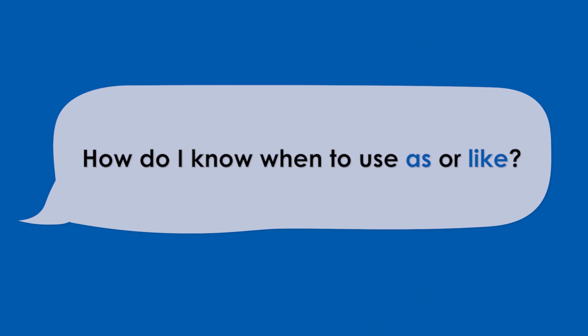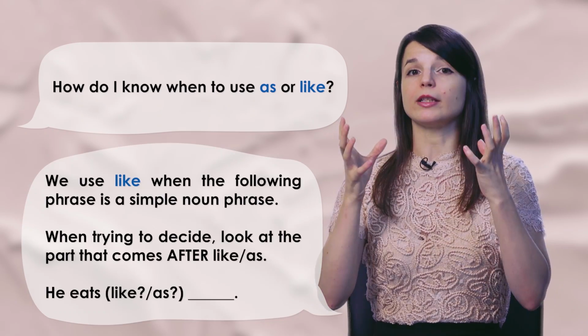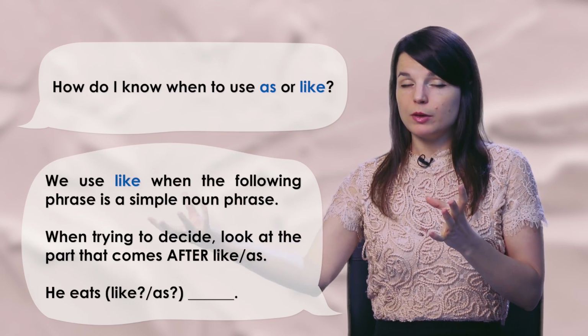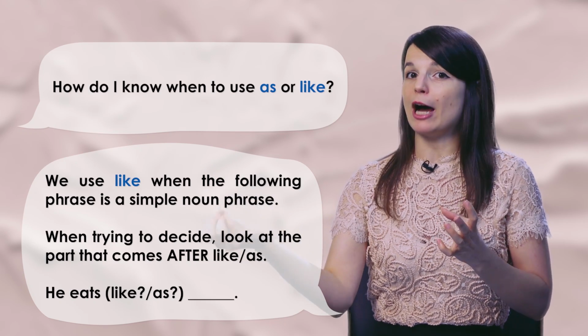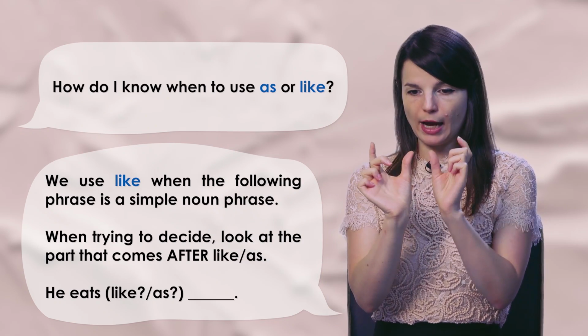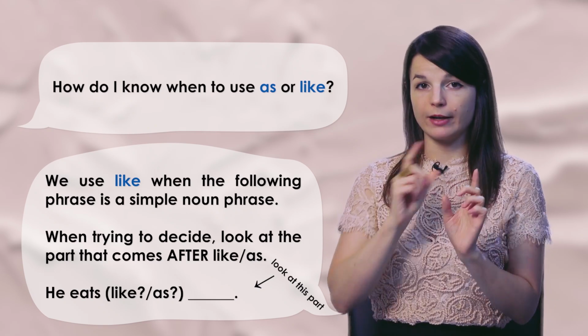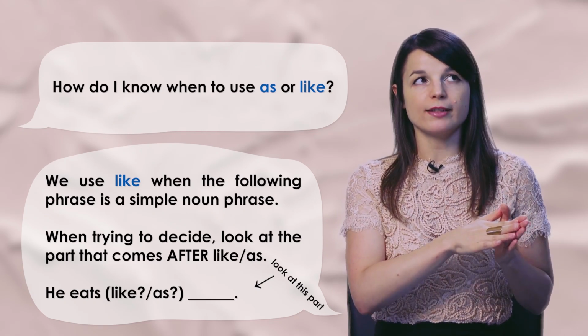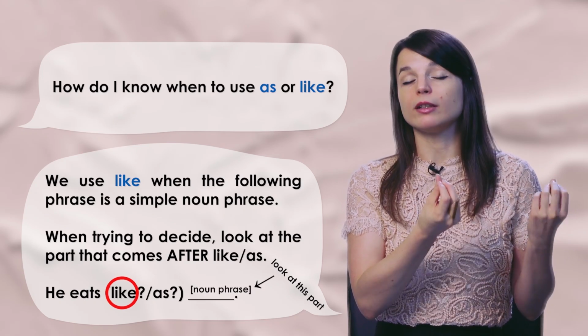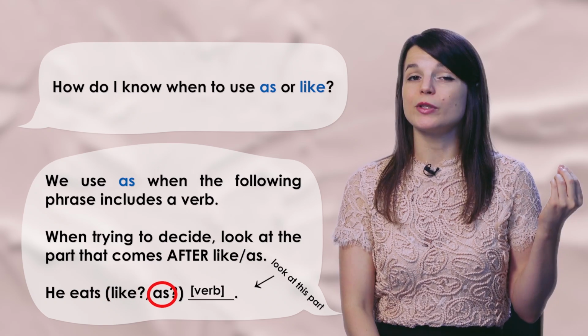Yeah, I talked about this in one of the early episodes of this series, maybe episode 3. Anyway, to review, we use like when we follow the expression with a simple noun phrase. So when you're trying to decide, should I use like or as here? Look at the part that comes after that kind of space in your word. If it's just a simple noun phrase, use like. If you're using a clause with a verb in it, use as.